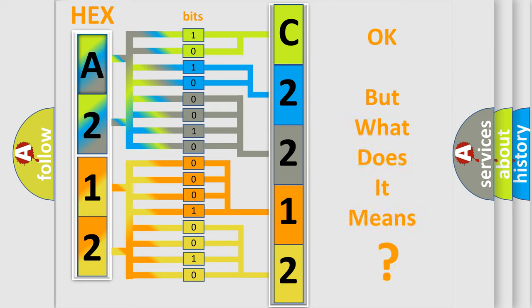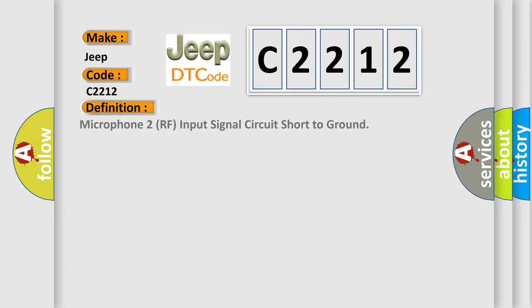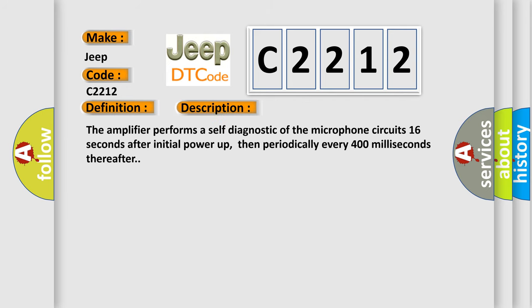The number itself does not make sense to us if we cannot assign information to what it actually expresses. So, what does the Diagnostic Trouble Code C2212 interpret specifically for Jeep car manufacturers? The basic definition is microphone 2 RF input signal circuit short to ground. And now this is a short description of this DTC code. The amplifier performs a self-diagnostic of the microphone circuit 16 seconds after initial power-up, then periodically every 400 milliseconds thereafter.